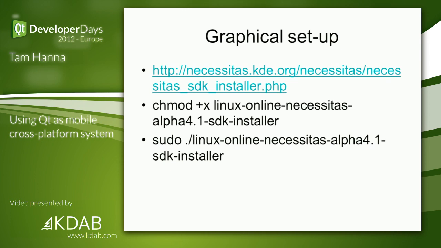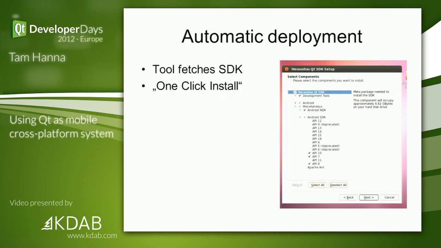And the next step is basically the graphical setup. Nowadays, it's very, very easy. You just download the alpha installer, mark it to be executable via chmod, and then run it. In the next step, you get an automatic deployment wizard, which even downloads the SDK for you. So it's essentially a one-click process. It downloads 2 GB of data, and you are ready to run.